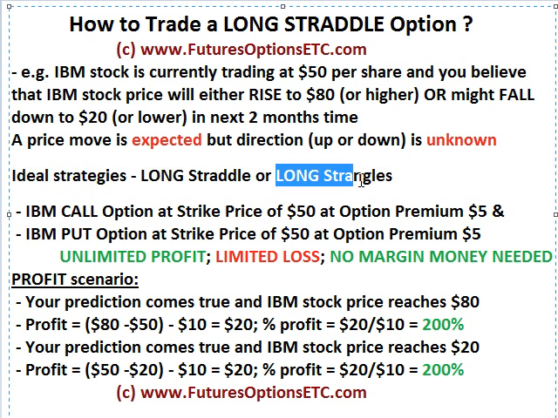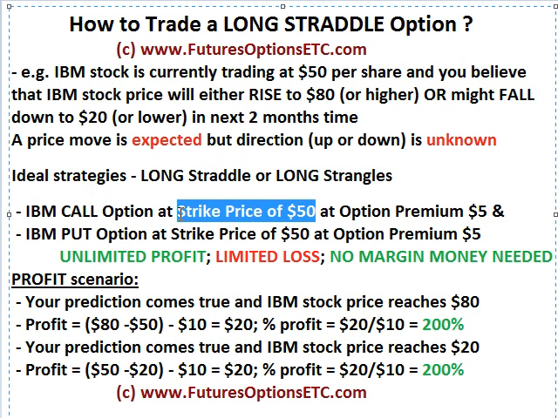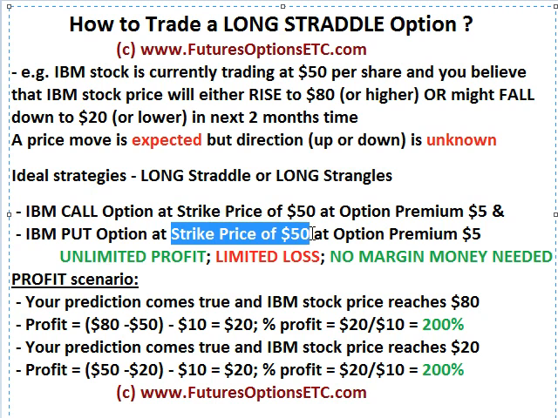You can also trade long strangles on this, but that is a different topic and will be covered in another video. Here we are going to focus on long straddle only. So what do you do when you have to trade a long straddle? Basically, you take a combination of two long options. One is a call and the other is a put. They are on the same underlying, that's IBM in this case, and they come with the same strike price of $50.